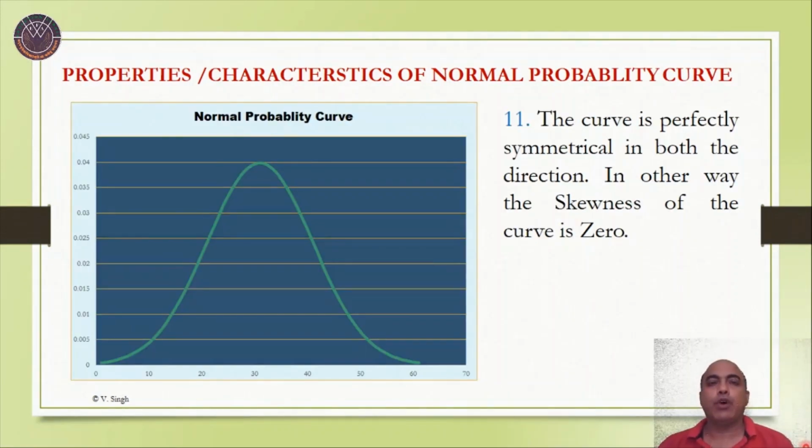Another property of the normal probability curve, the 11th property, is that the curve is totally symmetrical, or perfectly symmetrical in both directions. In other words, we can say that this curve is not skewed. The skewness of this curve is zero. About skewness, we will be learning in the latter part of this video, but we can understand that the curve is totally symmetrical in both directions. The skewness is not there. It is neither positively skewed nor negatively skewed. The normal probability curve has skewness 0.